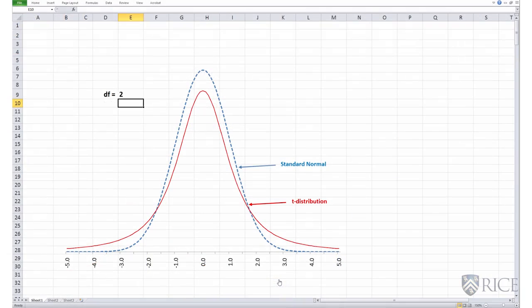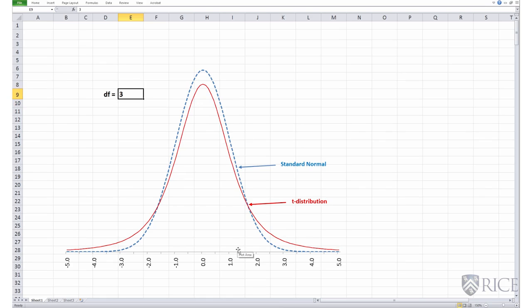Let us take a look. In this spreadsheet, we have two distributions. The dotted blue line is the standard normal distribution, that is a normal distribution with mean 0 and standard deviation 1. The graph with the red line is a T distribution, and in this case a T distribution with degrees of freedom 2. Let's see what happens if I change the degrees of freedom of this T distribution. So if I change it from 2 to 3 to 4 to 5, notice that the T distribution is getting closer and closer to the standard normal distribution.